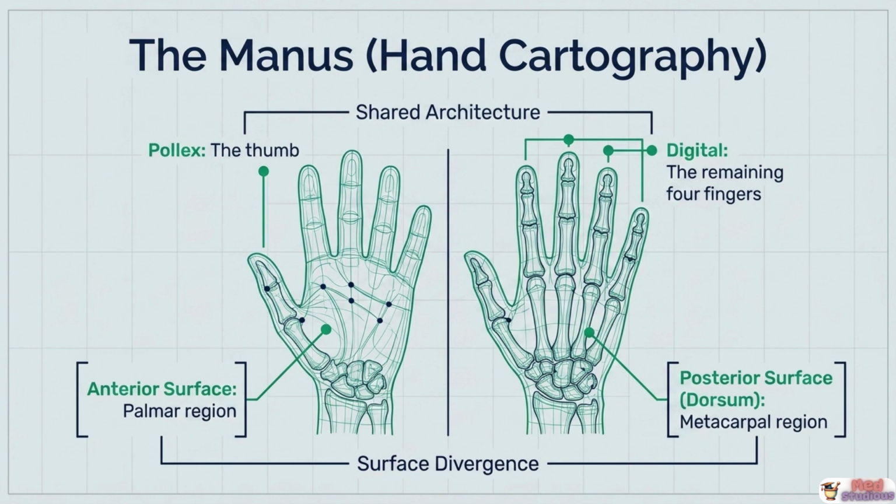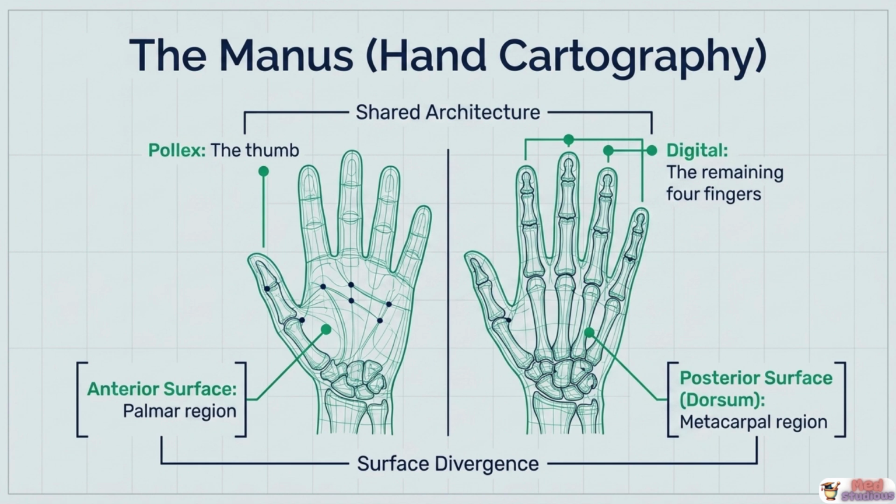The hand's regional anatomy is organized around 2 key principles: shared architecture and surface divergence. The shared architecture applies to structures common to both surfaces. The pollex region refers to the thumb, the most functionally critical digit in the human hand, enabling the precision pinch grip that distinguishes human manual capability. The digital region refers to the remaining 4 fingers. These digit designations apply to both the palmar and dorsal surfaces equally.